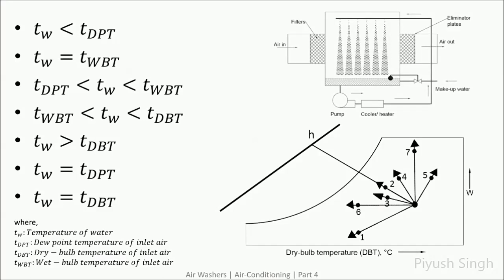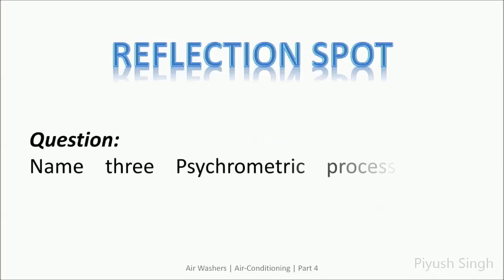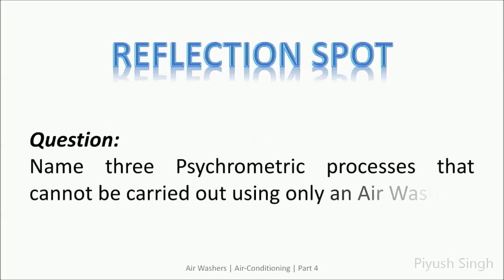Having discussed all the psychrometric processes that can be carried out in an air washer, let us reflect back on what has been discussed so far. At this point, a question will appear on the screen. Pause for a moment to think of its answer and resume the video. Name 3 psychrometric processes that cannot be carried out using only an air washer.